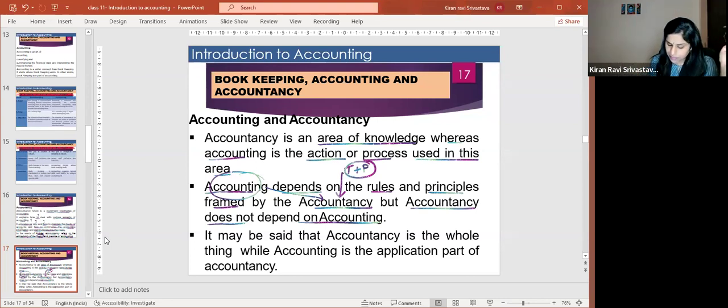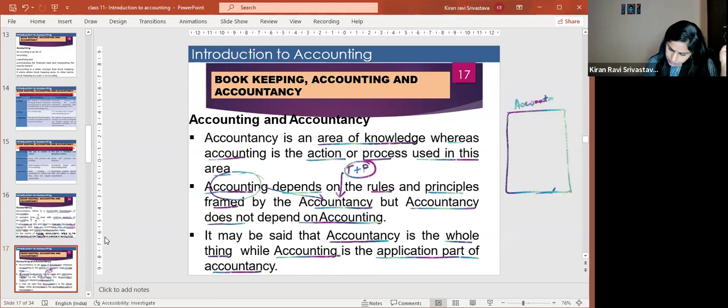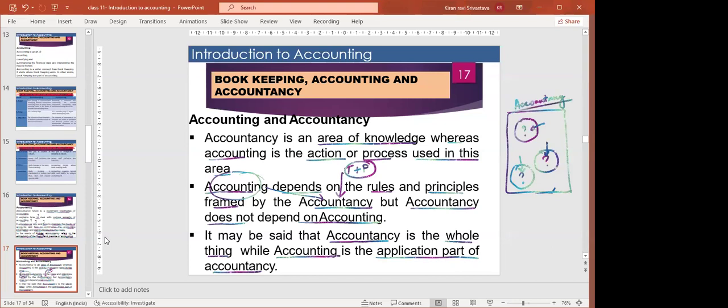Thus, it may be said that accountancy is the whole thing, while accounting is the application part. You can see here, this whole thing is accountancy, and accounting is the various parts. What are you accounting for? It can be banks, schools, non-profit organizations, anything. So this is accounting, the small parts. Did you see what I drew just now? The box, you were able to see? Okay. Next.